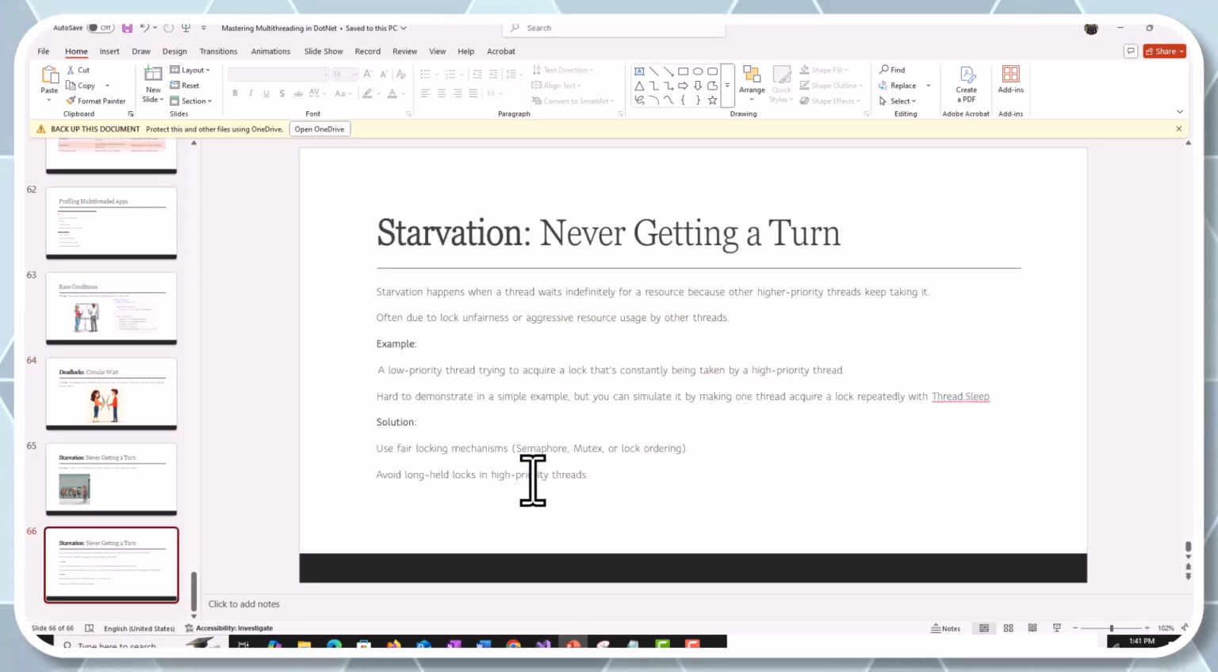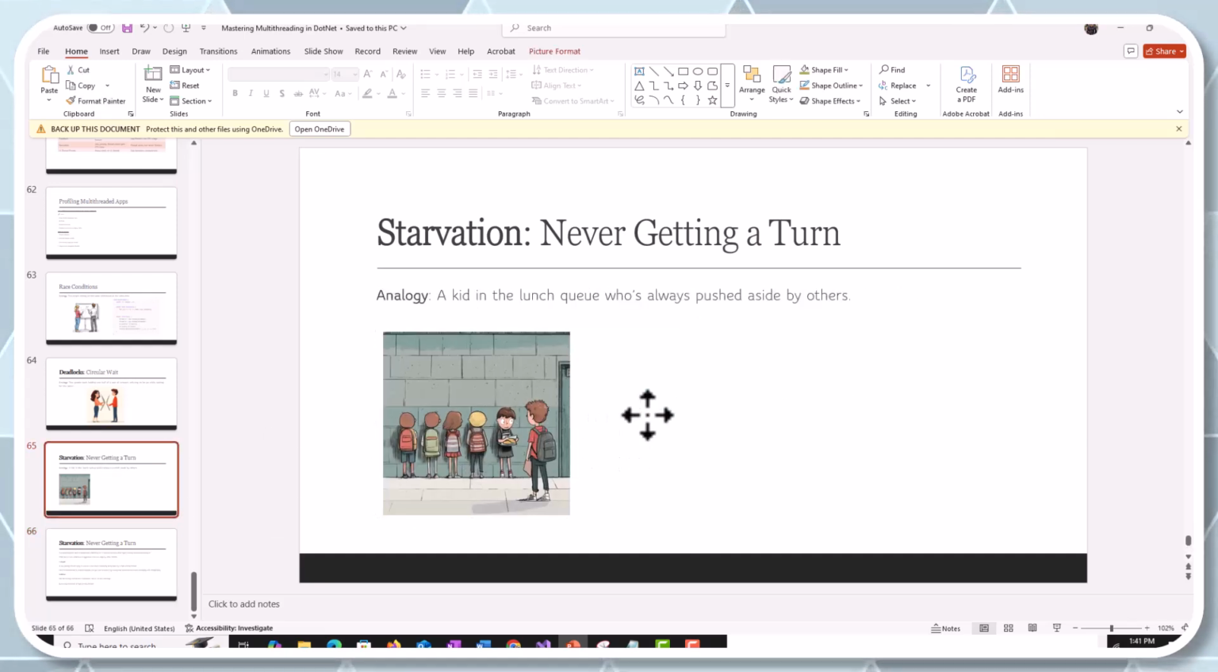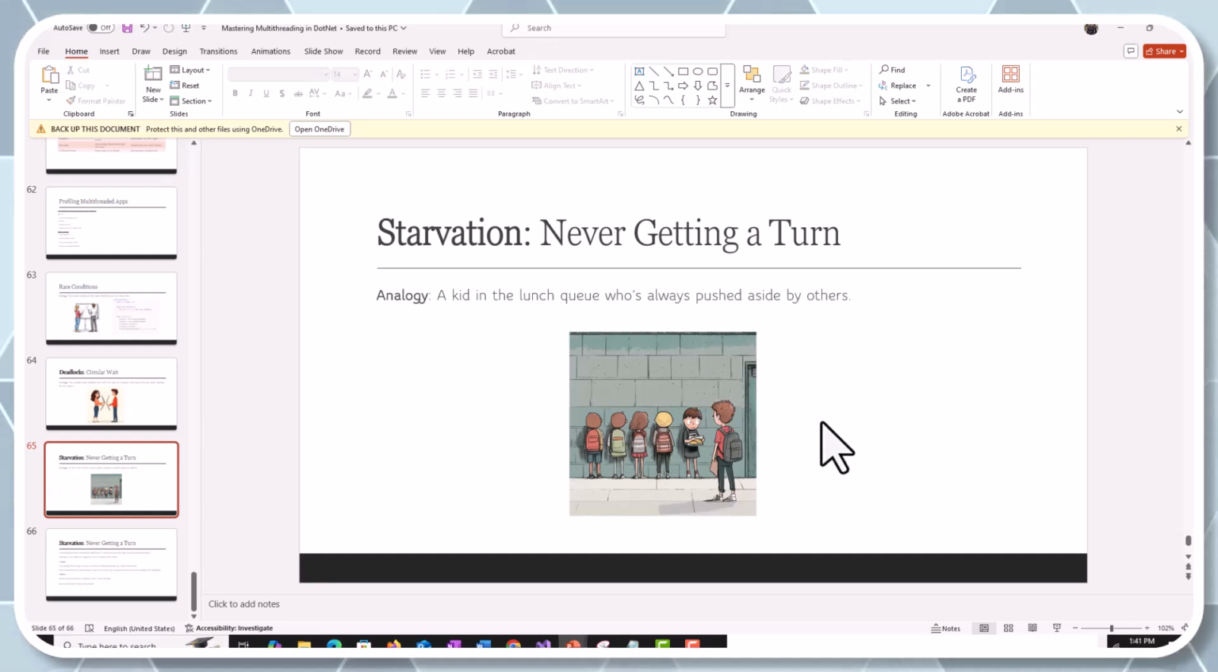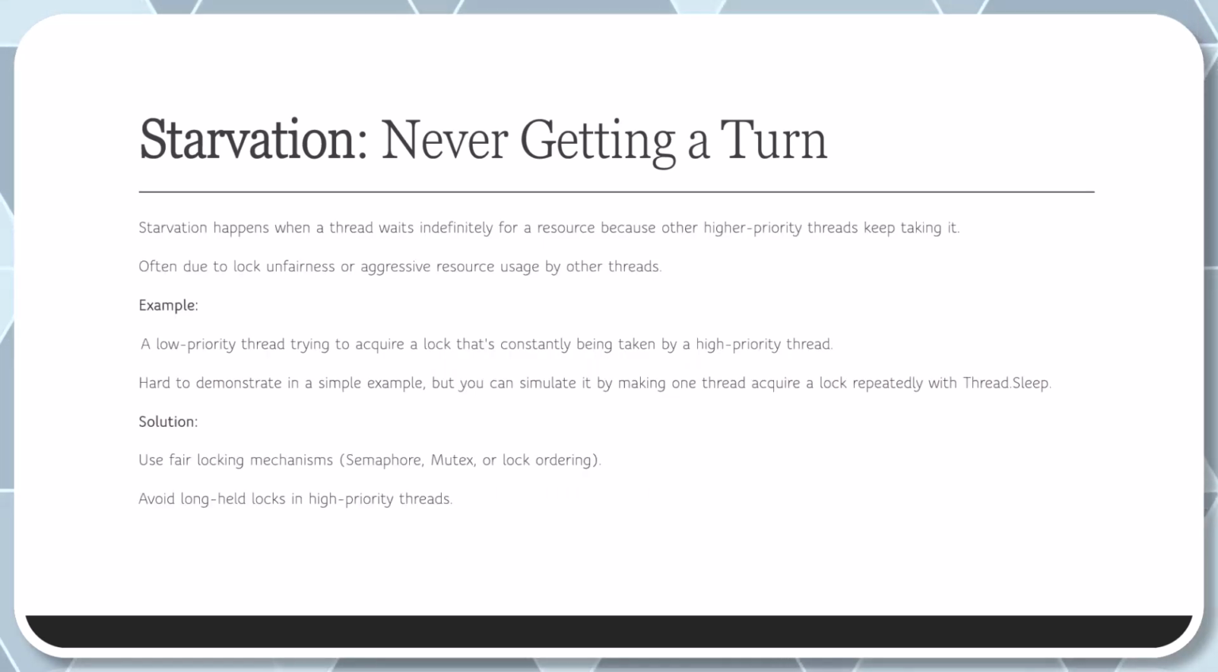Starvation happens when a thread waits indefinitely for a resource. We'll discuss an analogy first to make it more clear: a kid in a lunch queue who always gets pushed aside by others, so it will never get a chance. In threads we can set priority, like high priority and affinity. Those threads will take more CPU time compared to a thread which has low priority. So starvation may happen.